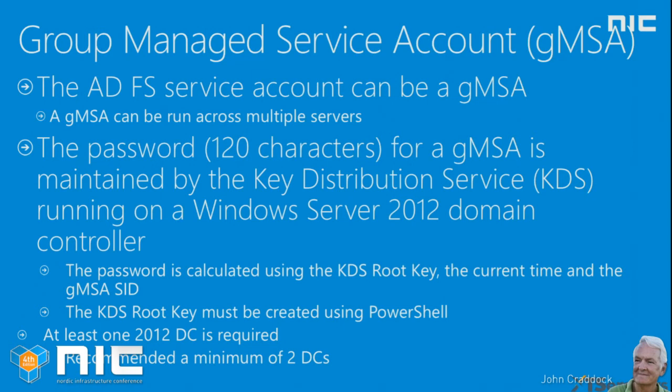So the group managed service account is now maintained by the Key Distribution Service, or the KDS, and that runs on Windows Server 2012 domain controllers. And the password is actually calculated using a KDS root key, and you need to generate one of those, the current time, and there's a SID associated with the group managed service account. And how do we generate our first KDS root key? We use a bit of PowerShell to do that.